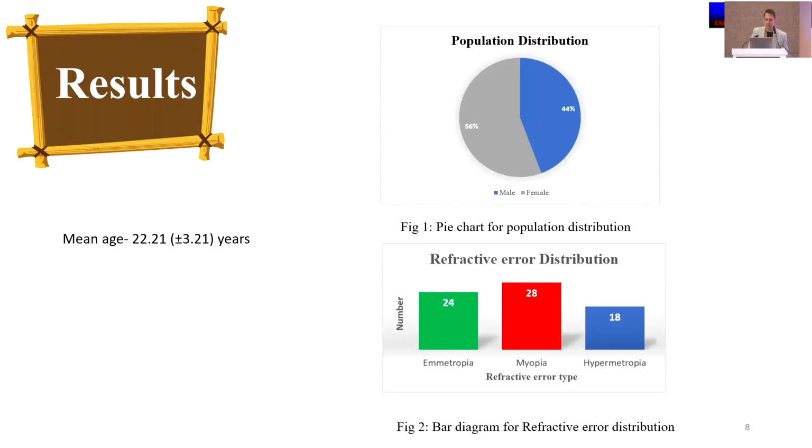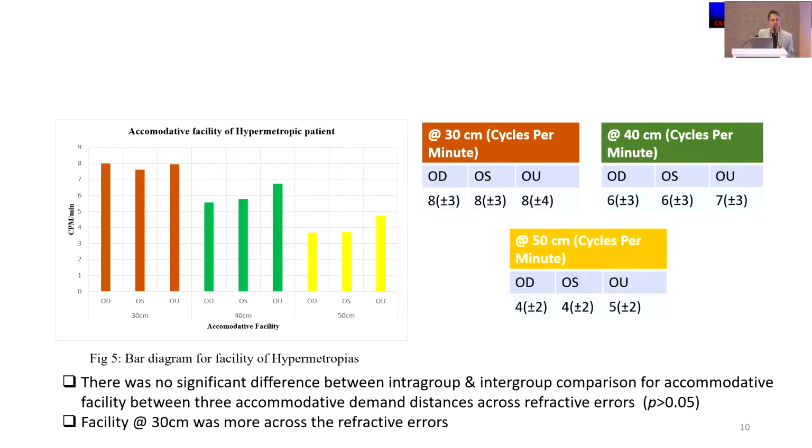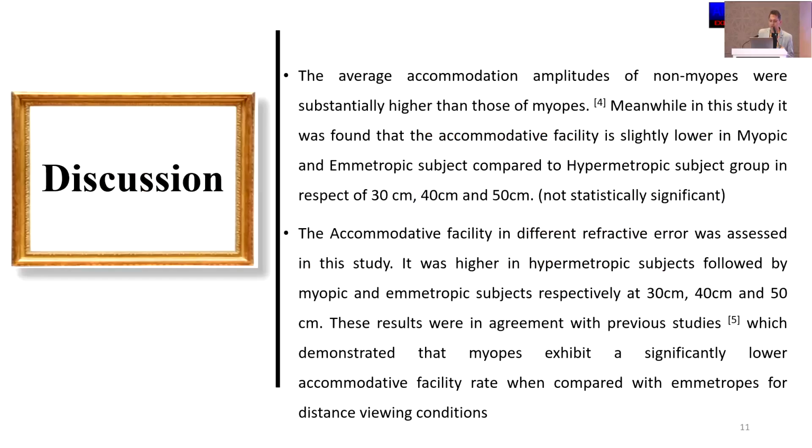Going to the results, 56% were males, and the refractive error distribution was 24 emmetropes, 28 myopes, and 18 hyperopes. When we come to the results of accommodative facility, we found across all the groups that the accommodative facility was maximum when we used 30 centimeters as the distance for accommodation, while it started reducing at 50 centimeters. Across the three groups, the myopes and hyperopes had higher accommodative facility, but intergroup, there was no statistically significant difference between the three groups.